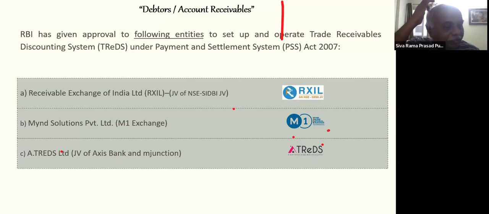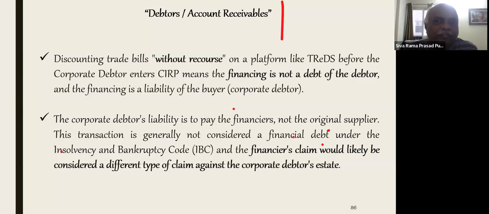In India, 3 exchanges are there: Receivables Exchange of India, Mynd Solutions, and A-TReDS. On these, the 3 parties participate, and finally the financiers purchase the bills. Once purchased, if the buyer does not pay on the due date, the financier steps into the shoes of the buyer as an operational creditor and submits that claim to the corporate debtor who is facing the CIRP problem. This is in brief about the trades.